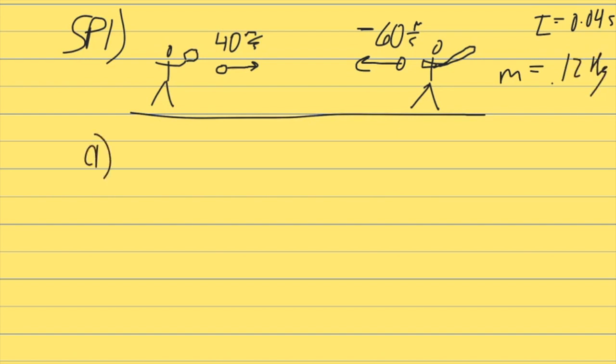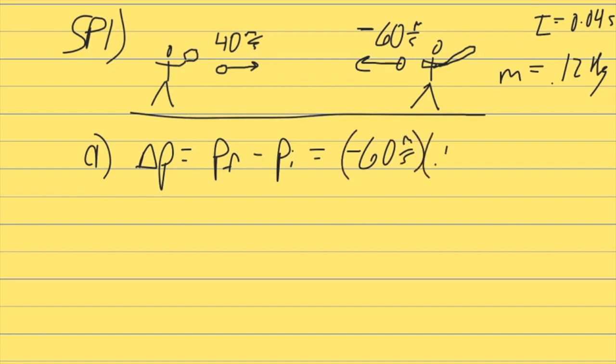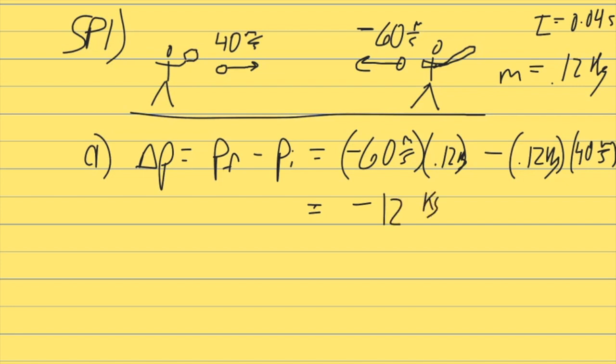All right, A. What is the change in momentum of the ball during the process? So change in momentum, delta P, is going to equal final momentum minus initial momentum. Final momentum is going to be negative 60 meters per second multiplied by its mass, which is 0.12 kilograms, minus its initial. The mass doesn't change, 0.12 kilograms, times its initial velocity, which was positive 40 meters per second. So we end up, after doing that, with a change in momentum of negative 12 kilogram meters per second.